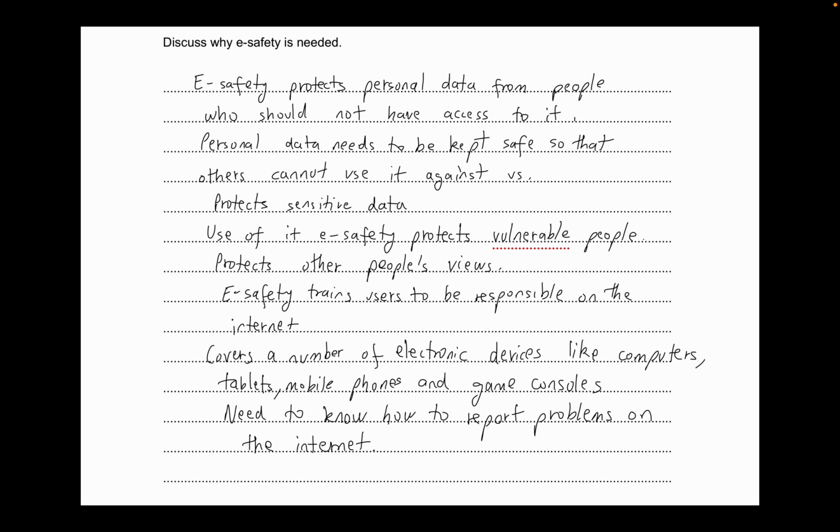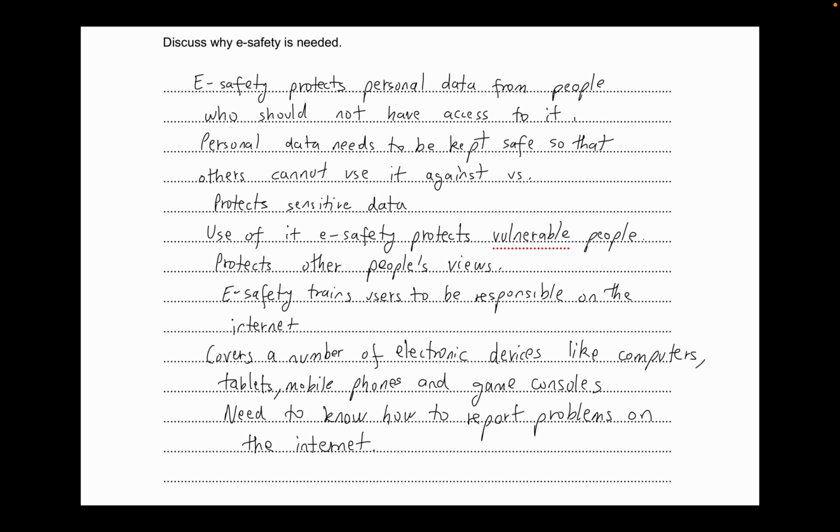The second point is that personal data needs to be kept safe so that others cannot use it against people. Your third point is that it protects sensitive data. The fourth point is that e-safety protects vulnerable people. Fifth point is that it protects other people's views, and e-safety trains users to be responsible on the internet, as well as we can mention that it covers a number of electronic devices like computers, tablets, mobile phones, and gaming consoles. The final point is that you need to know how to report problems on the internet.